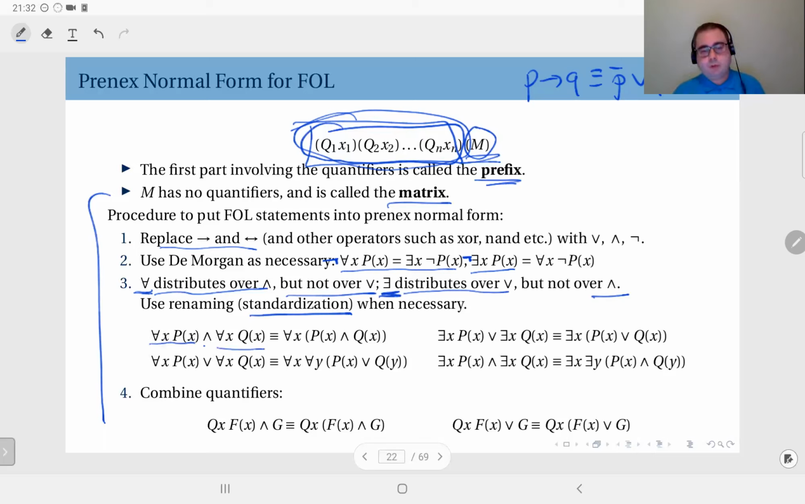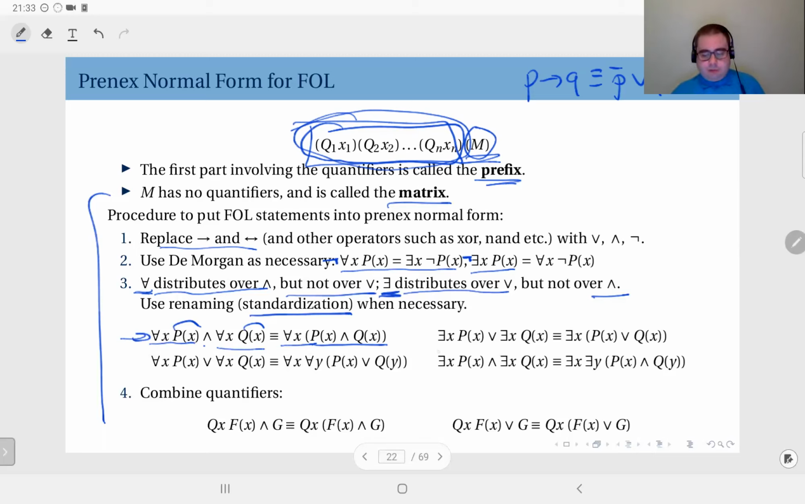Here you have the for all quantifier along with AND. Therefore, you can collect these two, p of x and q of x, together within a single quantifier. So that is for all x, p of x and q of x. Of course, if you want, you can write this also as for all x p of x and for all y q of y using standardization. But if you have this, that will make it easier.